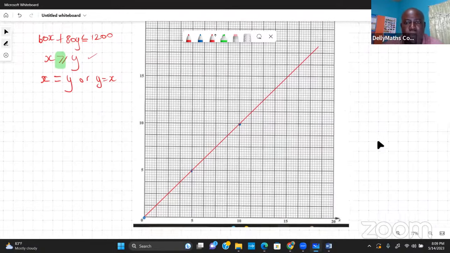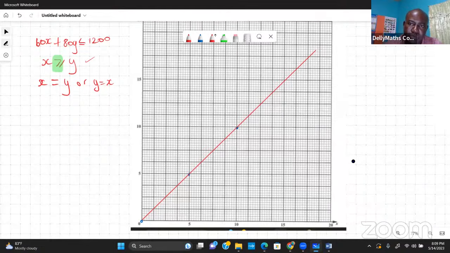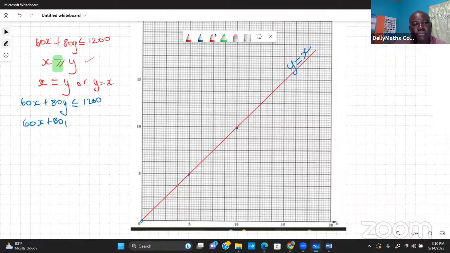All right, so that's my line y equals x. I'm going to name it. That's the line y equals x. So the next thing that I want to do now is to get the line for this one, 60x plus 80y is less than or equal to 1200. I'm going to show you. All you have to do is replace it with an equal sign. That's the equation now.